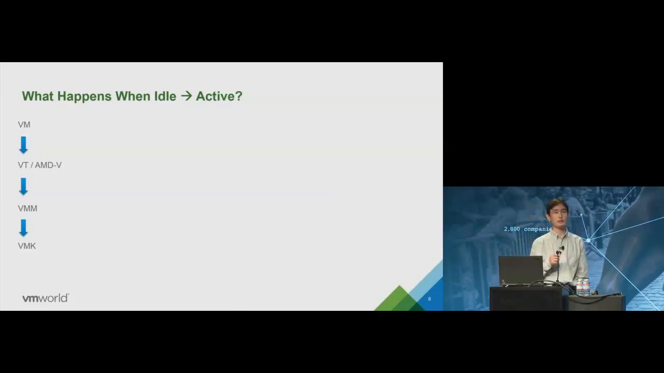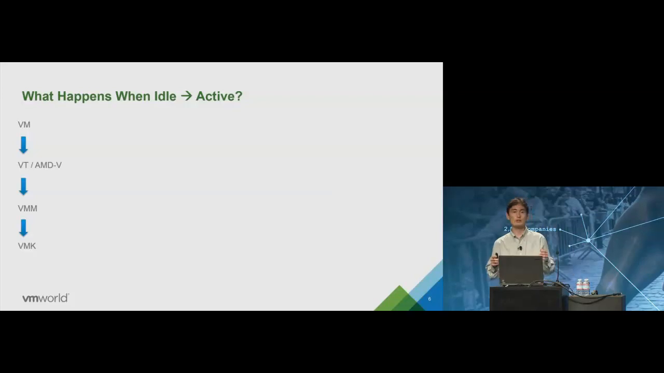Let me first explain what will happen when your VMware application becomes busy from an idle state. Let's just say your application is a web server. On the left side, I'm showing 4 different modes of execution. On the top, there's a kind of VM mode. It's a kind of weird name, but basically it executes VM instructions, and at that level, it runs at the same speed as bare metal.